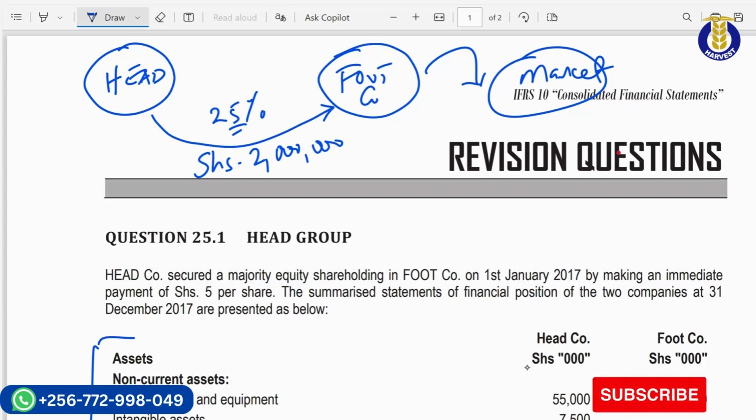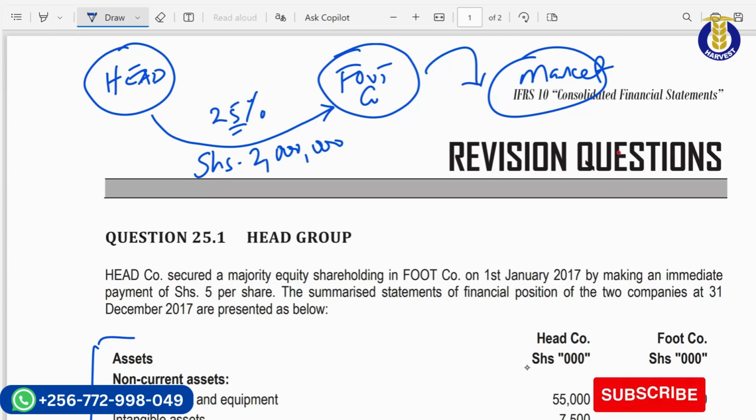According to consolidation procedures under IFRS 10, any unrealized profit in the inventory must be eliminated in full, because it doesn't paint a good picture or a true picture of the financial position of the group of companies.